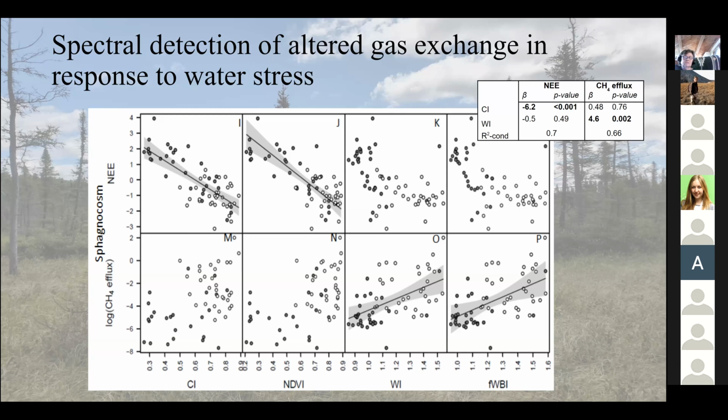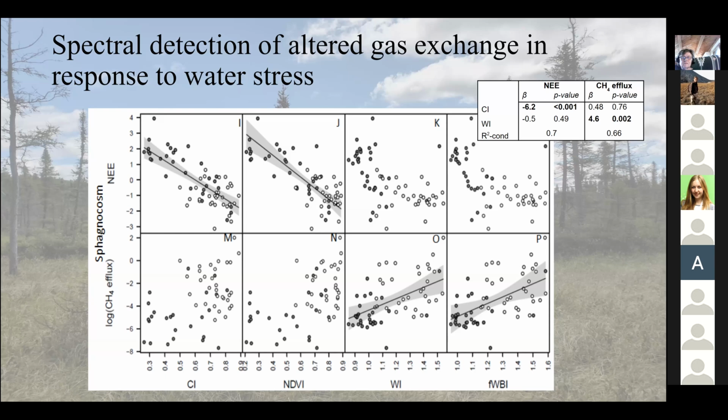And I did want to note that boxes K and L seem to display negative correlations between wetness indices and NEE. However, after performing some linear mixed effects modeling, we found that the relationship was based on the strong correlation between wetness and greenness indices, and wetness indices alone didn't have a significant relationship with NEE.